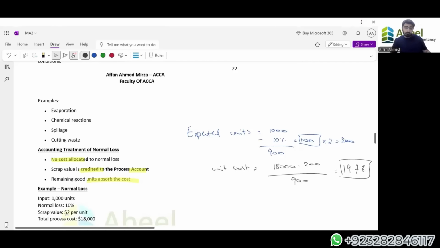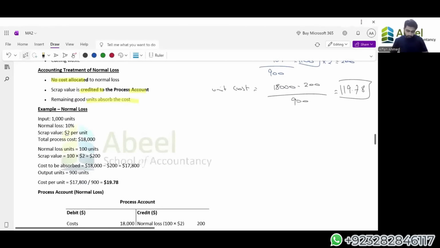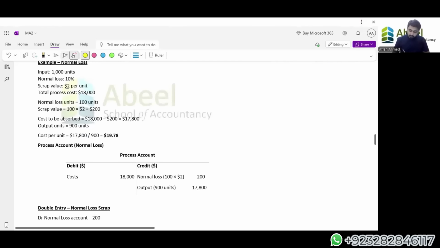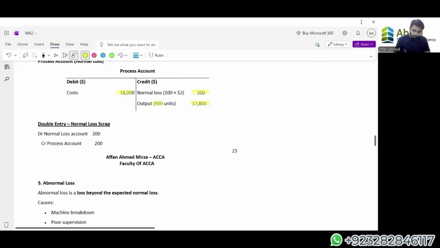Now, if you want to see the presentation of your particular process account, it will be as follows. The process account will show a debit side where cost is collected, that is 18,000. Next, we have 200 worth of salvage value cost and 900 good units in finished goods. Remember, the number of units that were input and the number of units going out as output, whether normal loss or otherwise, should be presented there and balanced out. Now, the double entries are as follows: normal loss account will be debited by 200, process account will be credited by 200.